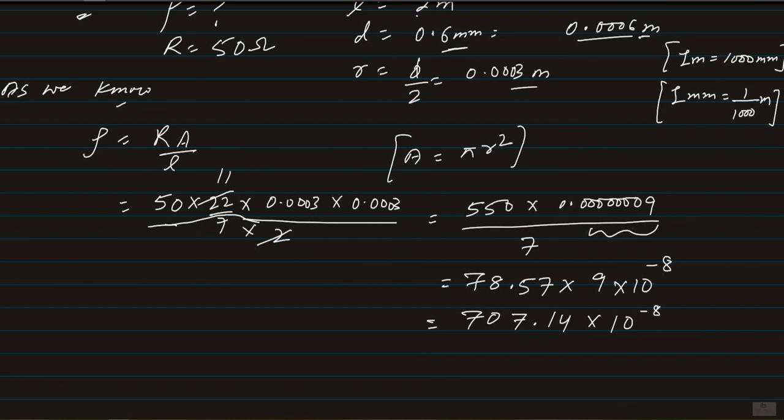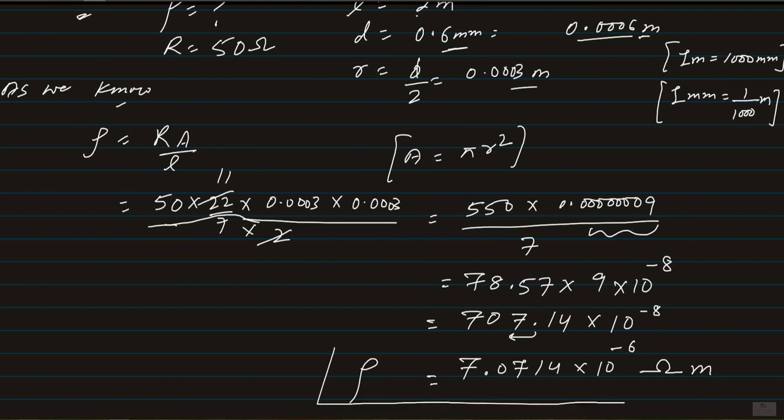So again we will convert it into scientific notation. The scientific notation will shift this particular decimal to the left-hand side two places. So it will become 7.0714 multiplied by, and since the decimal has been moved two places to the left, the power will increase by 2. Okay, it will become minus 6, and the unit here is ohm meter. So this is the resistivity of the material. Okay, we have calculated as the question has been asked.